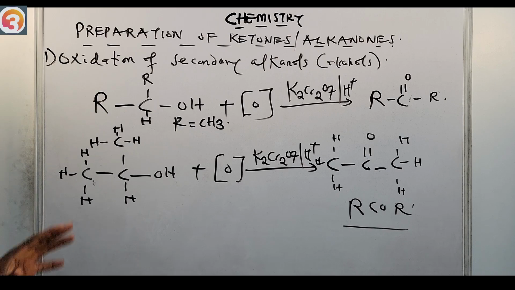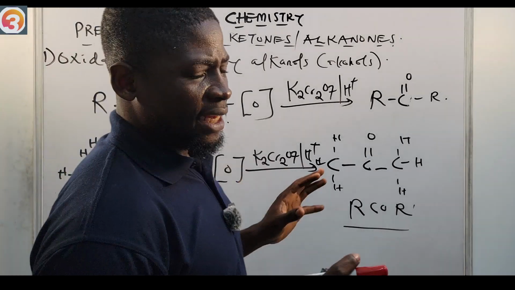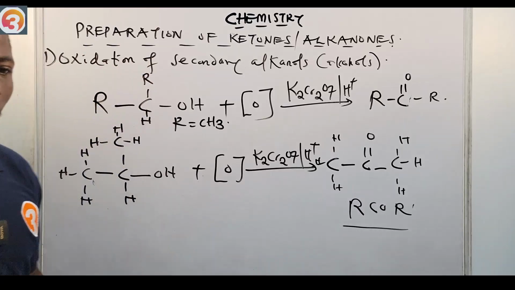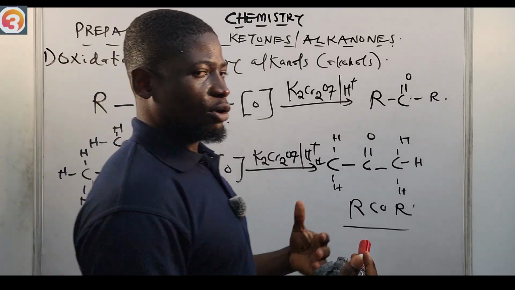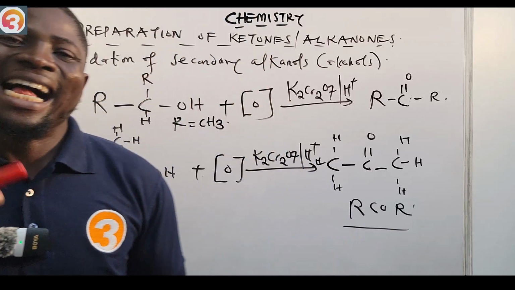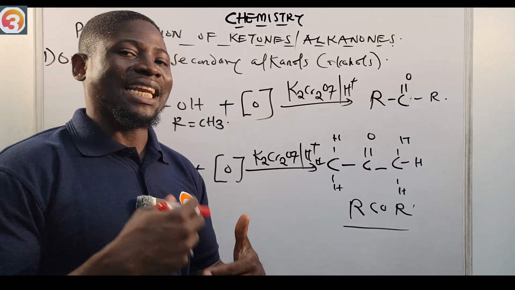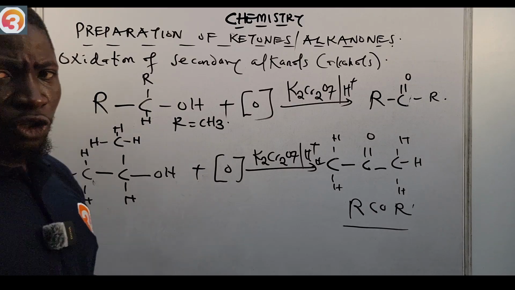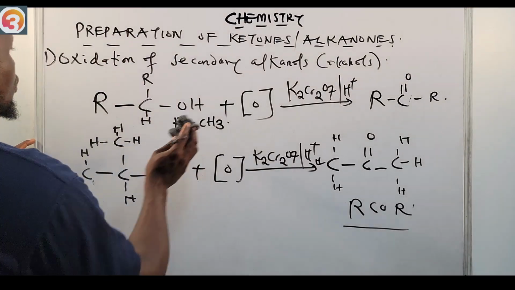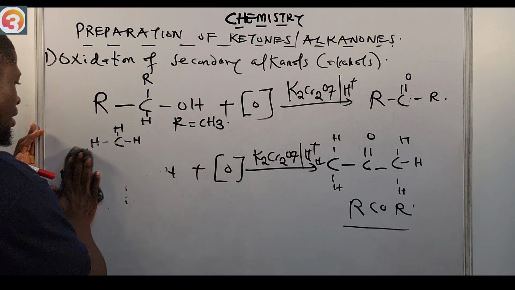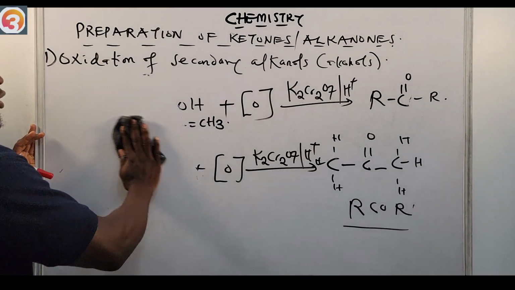Now, this is a way we can prepare our ketone, by the oxidation of a secondary alcohol. When we oxidize the secondary alcohol, we are going to have a ketone, or as we call it, an alkanone. So now let us see other methods we can use to prepare ketones. Number 2, please bear this in mind. This is very, very important. You will see it in your exam. They are in the past questions. They come out a lot.